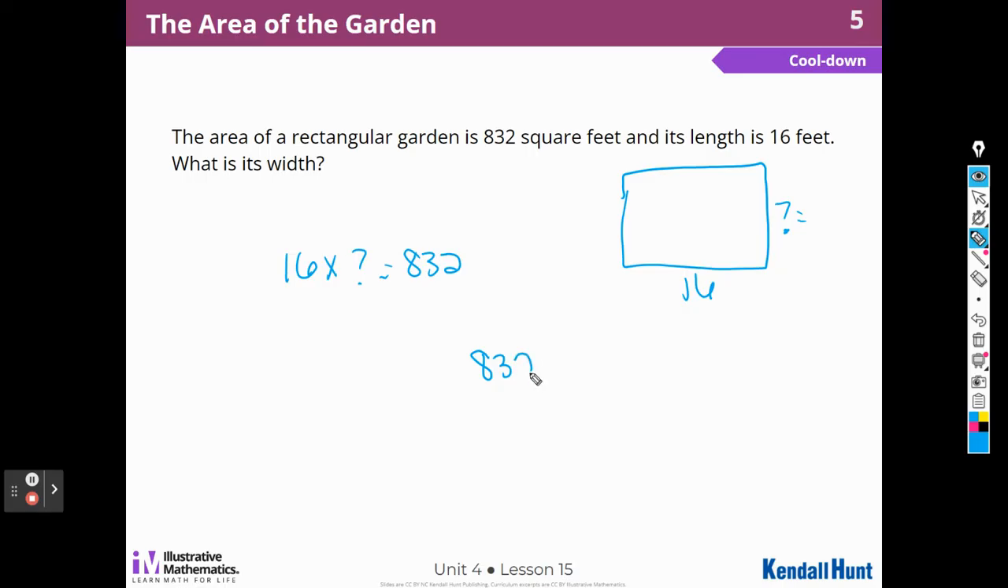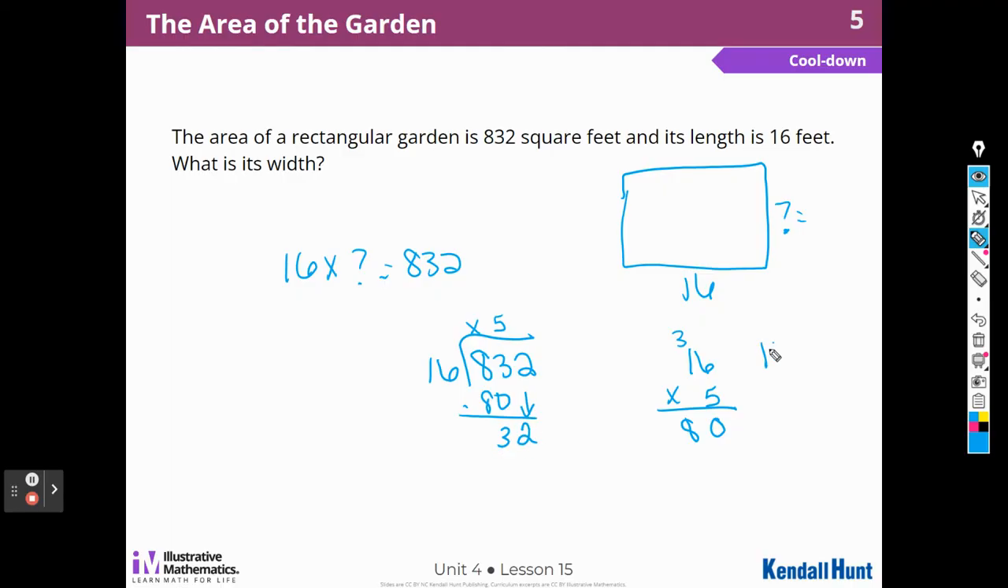So 832 divided by 16. Well, there are no 16s in 8, right? How many 16s are in 83? So let's try 16 times 5. Let's try that first. 5 times 6 is 30. 5 times 1 is 5, plus 3 is 8. Well, that got me really close, didn't it? 5 times 16 is 80. And then I'm left with 3, and I bring down my 2.